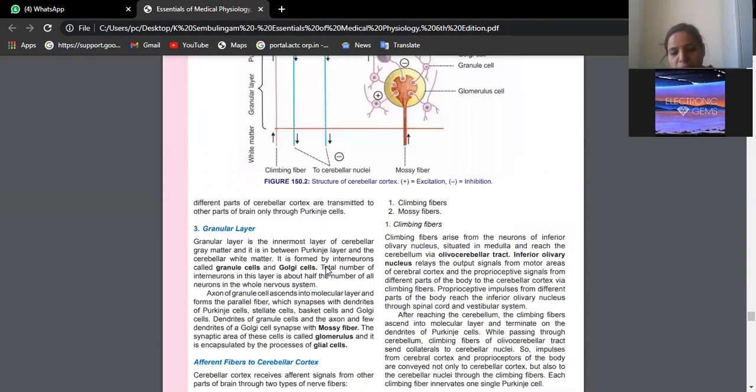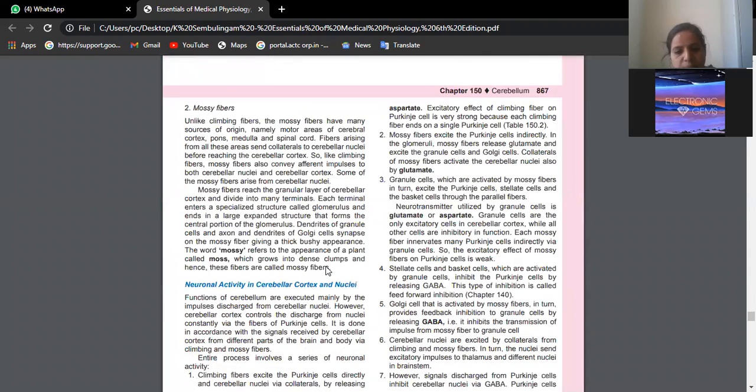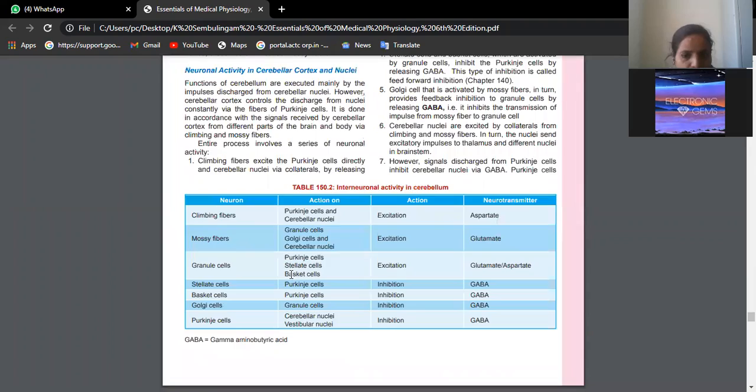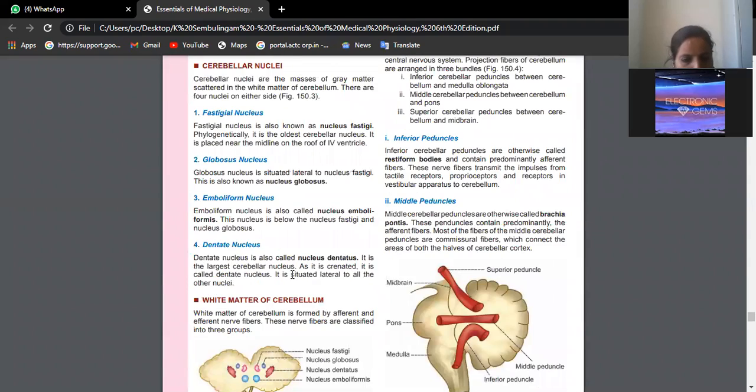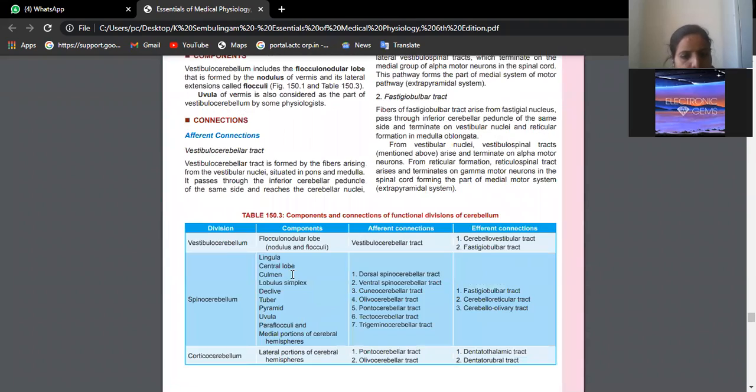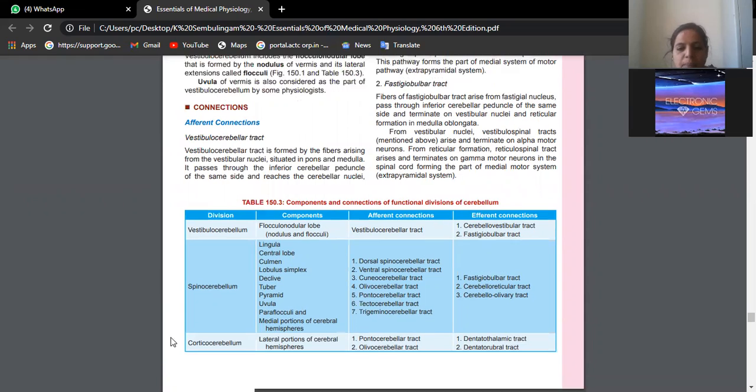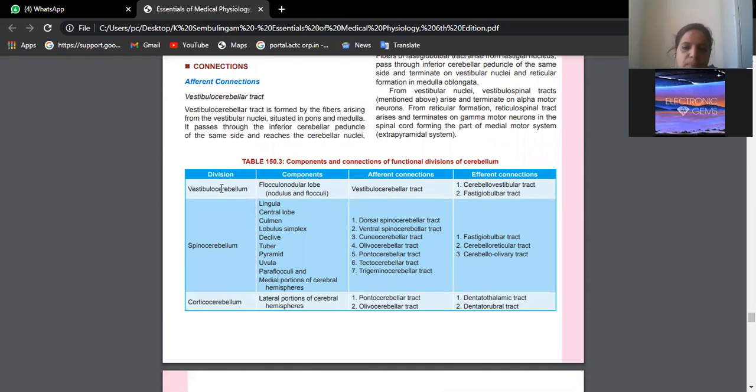Once you write this, the three subdivisions, see here, again there is a table here. See what you have to write, you should know. Draw that and just subdivide it into three sub-parts. The components and connections of the functional divisions of the cerebellum, you have to note from this table. Make a note. So vestibulocerebellum, the last one, what was there, the flocculonodular lobe.